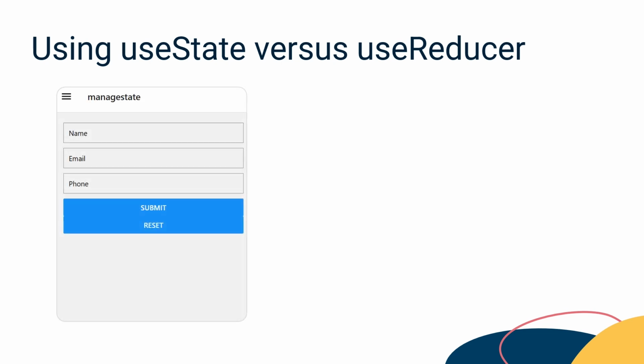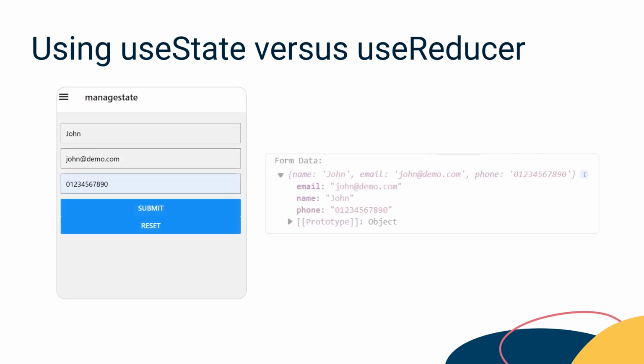For example, when you handle a form with multiple fields, each with its own validation rules, different actions will lead to various state updates. After completing the form and selecting Submit, the browser console will display the form details.